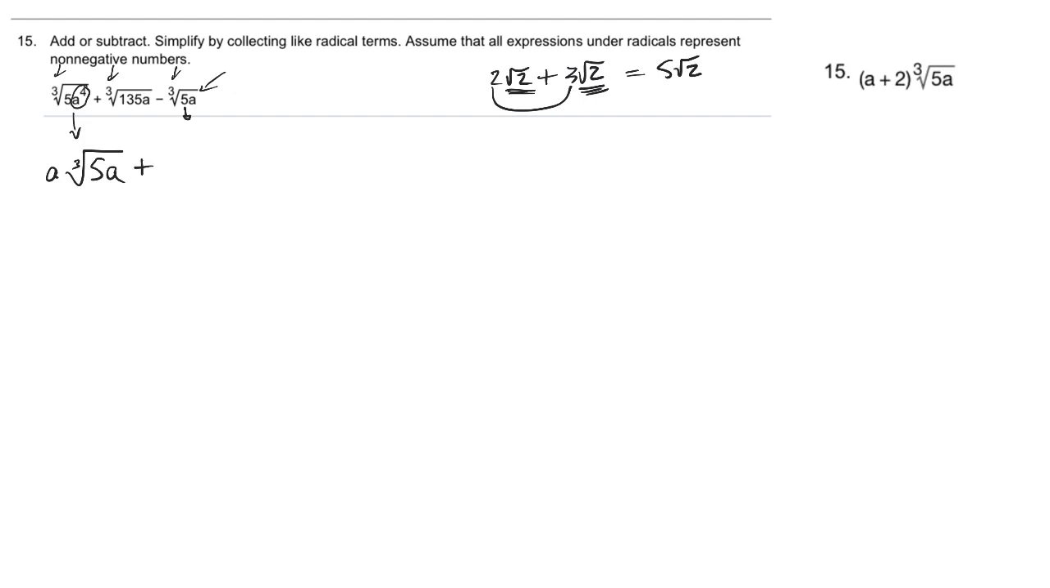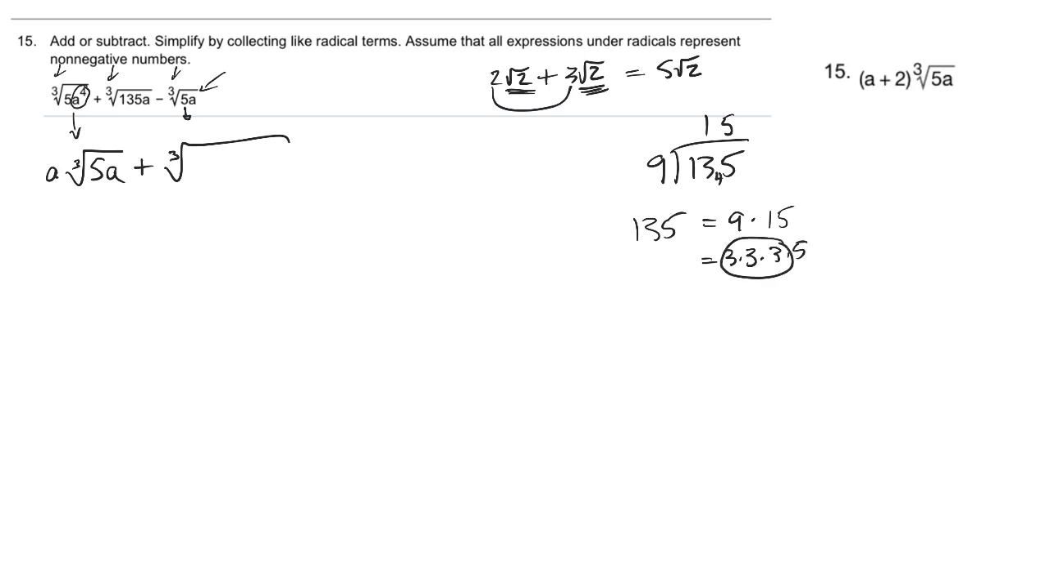Plus, now 135, cube root of 135. So what multiplies to 135? I wonder if 9 will go into 135. 15 times. Oh, but I need a cube root. So 135, I know it's 9 times 15. And 9 is 3 times 3. 15 is 3 times 5, there we go. There's my 3 and 5.